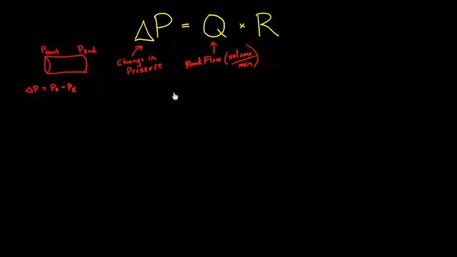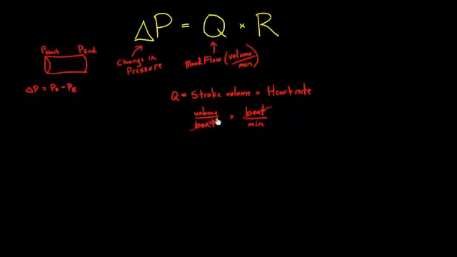But what we can figure out is that Q, the flow, will equal the stroke volume, and I'll tell you what this is just after I write it. The stroke volume times the heart rate. So what that means is that basically, if you know how much blood is in each heartbeat, so if you know the volume per heartbeat, and if you know how many beats there are per minute, then you can actually figure out the volume per minute, right? Because the beats would just cancel each other out.